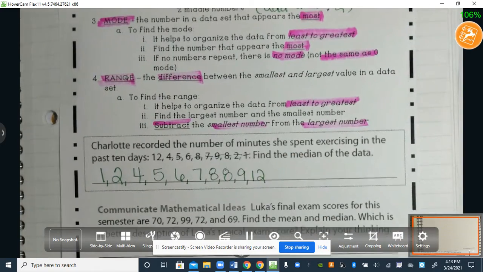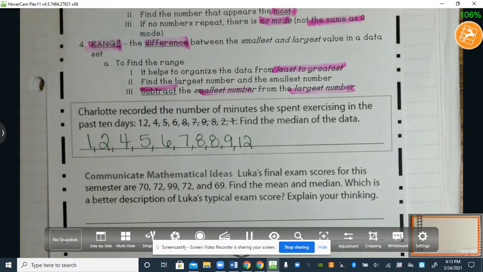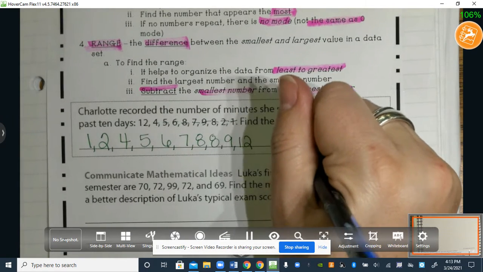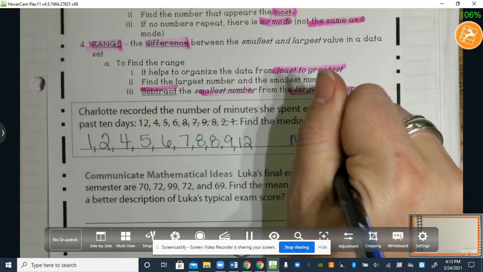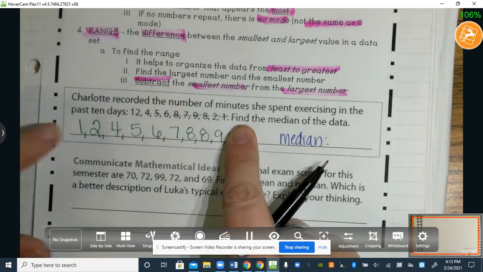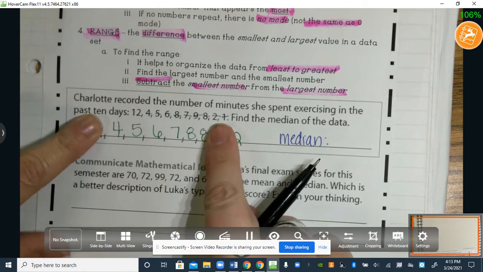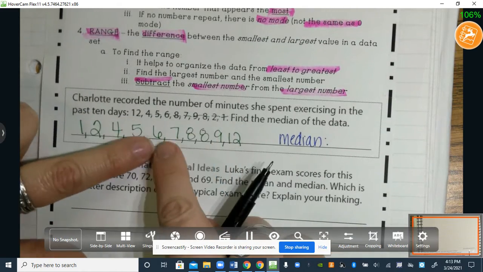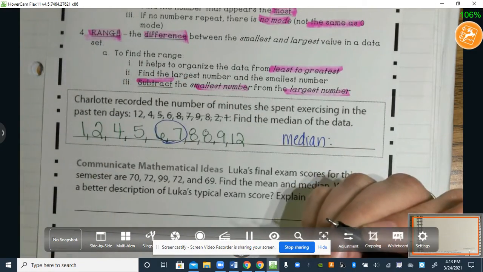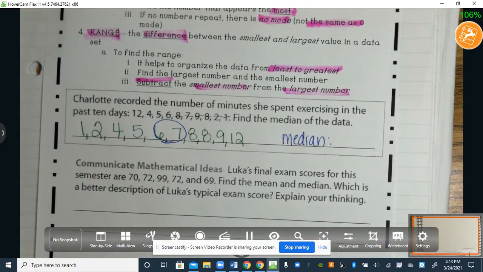So we need to find the median. Okay, so that means I have to look for the middle number. All right, so again, I like to cover them up just because it's easier for me to see. 1, 2, 3, 4. Oh, I got 2 numbers in the middle here. So I got 6 and 7 in the middle. So I can't say 6 and 7 is the median.